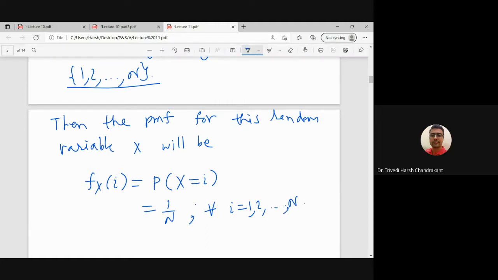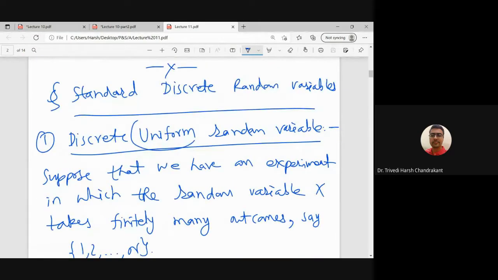So what does this mean? For example, we have an experiment like tossing a coin 2 times, and the outcomes are 0, 1 and 2 heads. Suppose the probability of getting 0 heads we assign 1 by 3, 1 head is assigned 1 by 3 and 2 heads we assign 1 by 3. Why do we assign this? Because we are considering the uniform probability here.